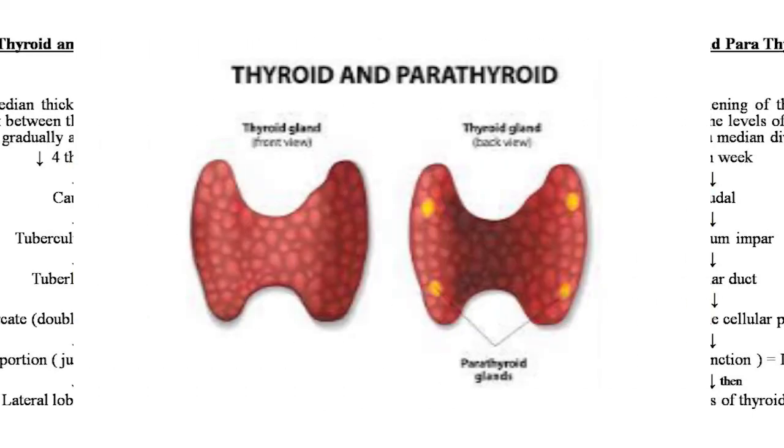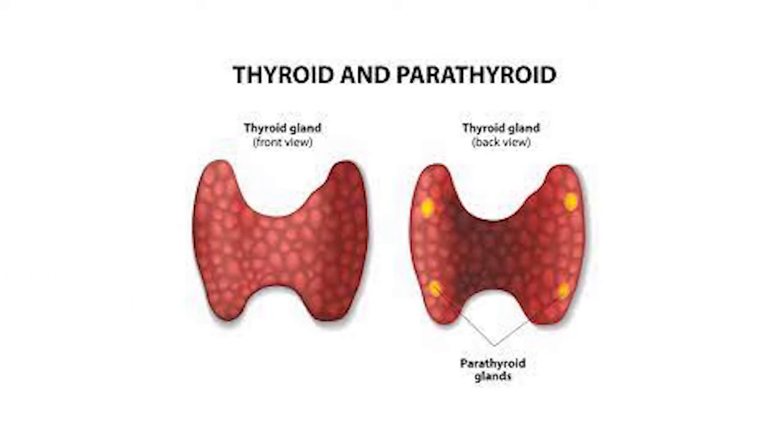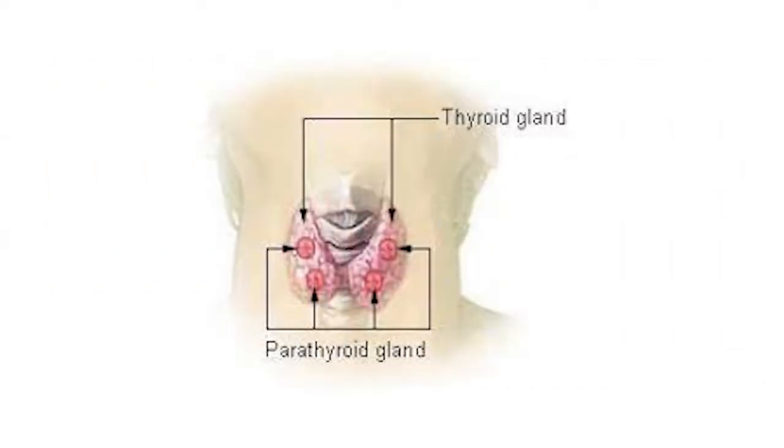Dear students, here is a good picture of the thyroid and parathyroid. The thyroid gland is clearly seen in the front view and the back view. A pair of parathyroid glands is also seen in yellow color. Second image showing the thyroid and parathyroid glands.